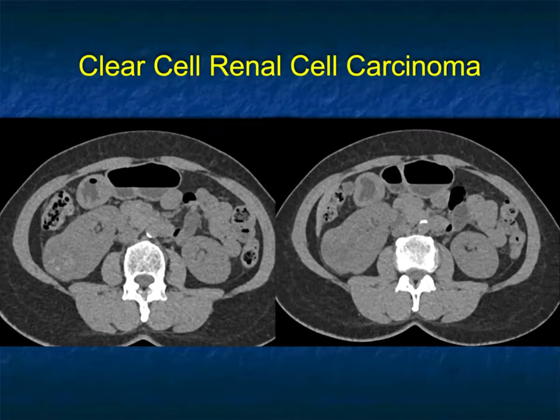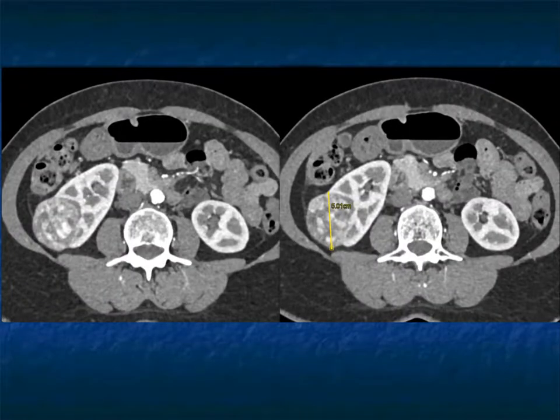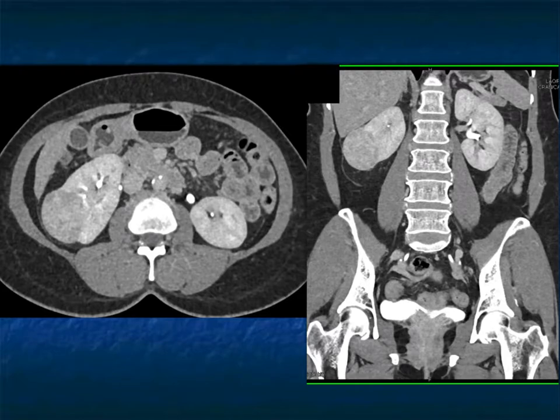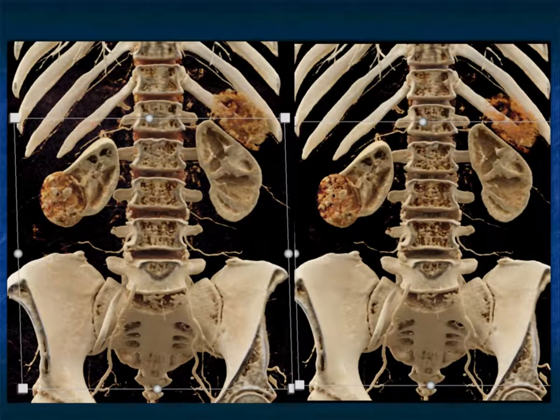So here's a nice example, a mass with faint calcification, lower pole right kidney. You can see the prominent vascularity in this 6 centimeter mass. You can see it very nicely on these coronal 3D volume rendered views, which show you that this patient could benefit from a partial nephrectomy. You then look at the excretory phase imaging and the lesion washes out. Well, based on the vascularity of the lesion, you'd be favoring a clear cell.